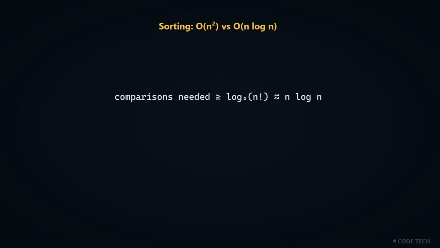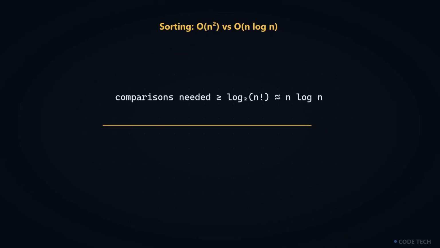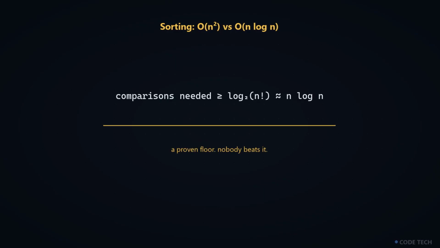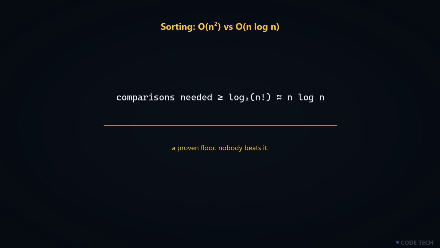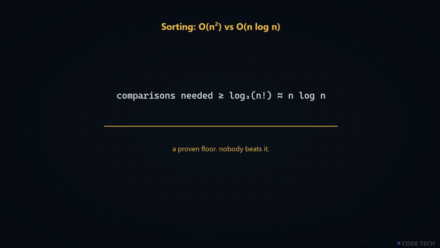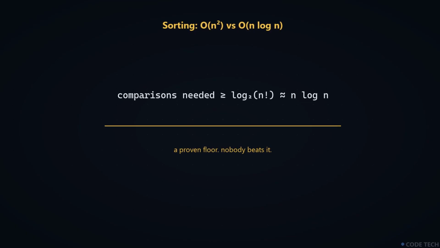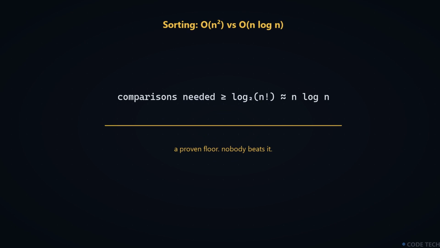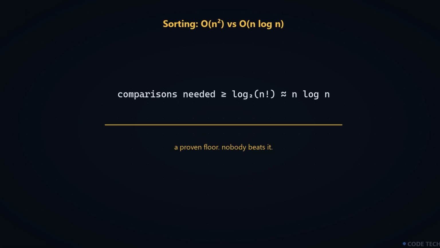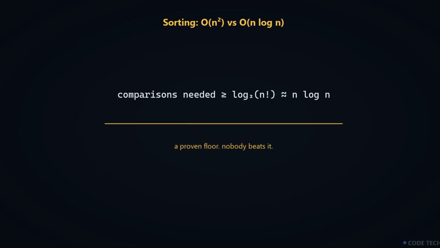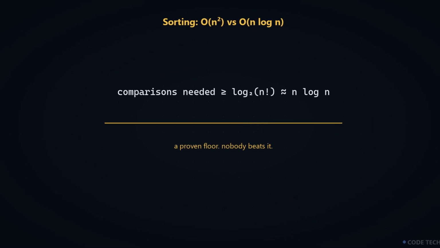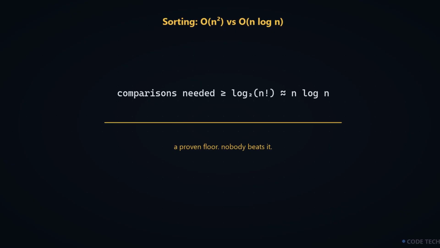N log n isn't just clever, it's the law. For any sort that works by comparing items, mathematicians proved you cannot do better. Not with genius, not with quantum vibes, not ever. There are n factorial possible orderings. Each comparison can at best halve that pile, and the arithmetic lands exactly on n log n. It's one of the rare places in engineering where we've hit the floor of the possible, and we know it.